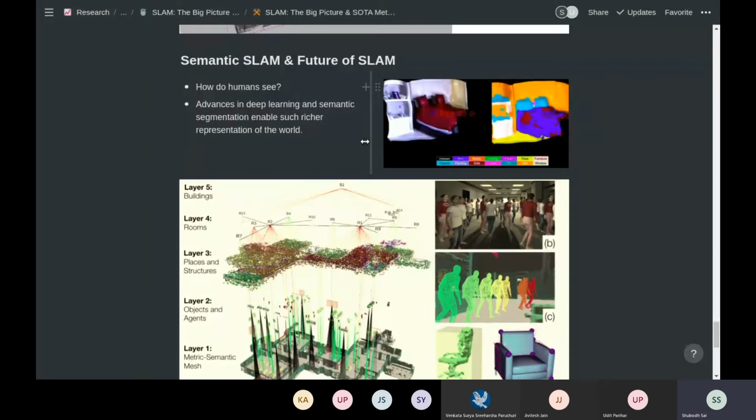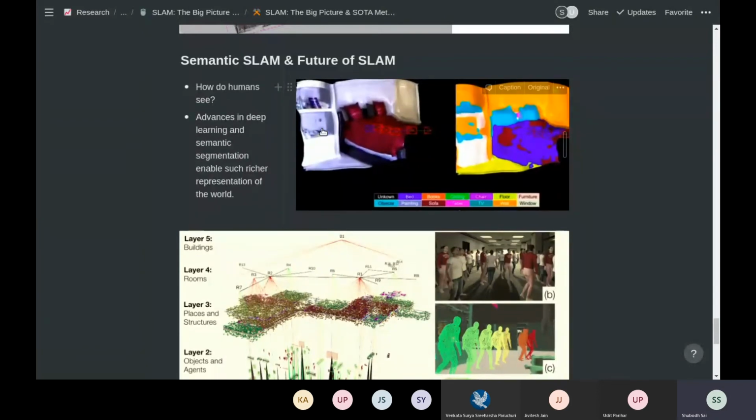So if you can see in this particular image, till now we have only seen SLAM. We have talked briefly about sparse SLAM. We have mentioned dense SLAM. So this is kind of what would be the output of dense SLAM.